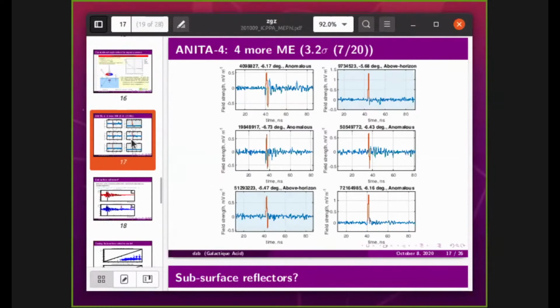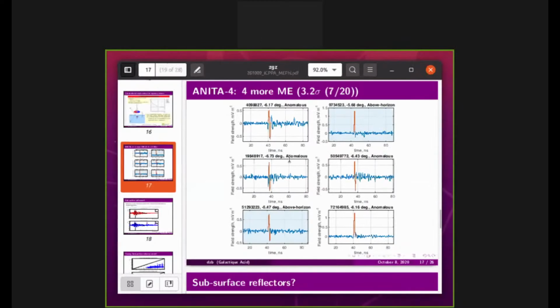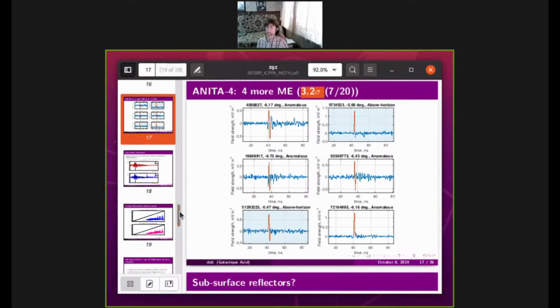Before getting to that, let me mention the most recent result from Anita 4. Anita 4 has now seen a total of 4 additional so-called mystery events with a total significance of 3.2 sigma, and this was just released within the last couple of months or so. So now the total tally of mystery events is 1 from Anita 1, 1 from Anita 3, and now 4 more candidates from Anita 4. What is interesting is that the Anita 4 events, unlike Anita 1 and Anita 3, are almost at glancing angles. So they're very, very close to the horizon.